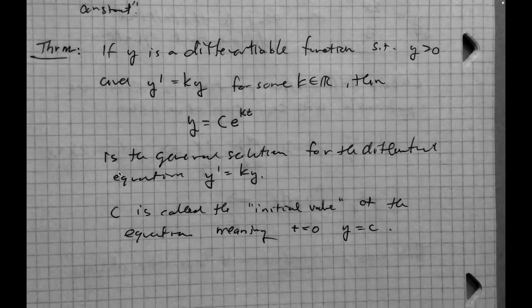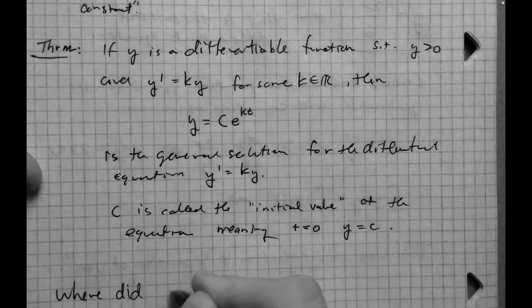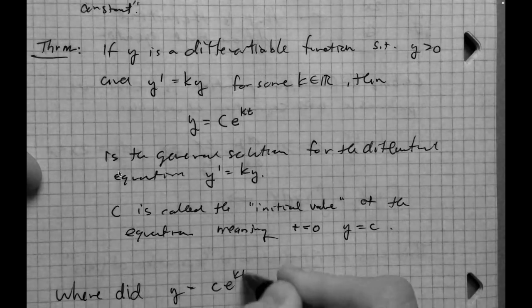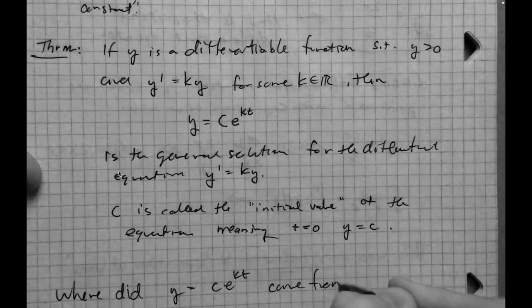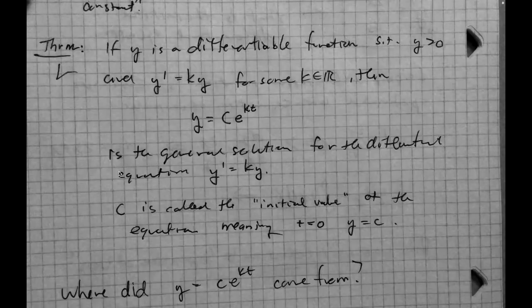We'll get into that later, probably next time, a little bit this time. But that's a whole range of problem types for differential equations called initial value problems, and we'll see a whole bunch of those. But let's see, where did this solution come from? Where did y equals c e to the kt come from? Basically I want a proof here of this theorem. How did this come about? So let's talk about that.